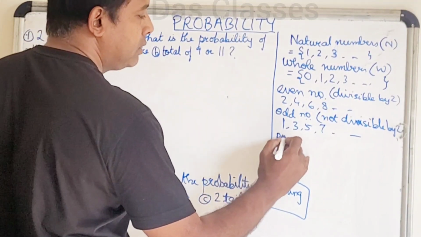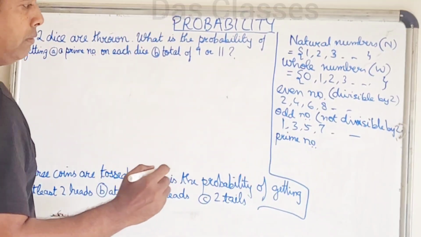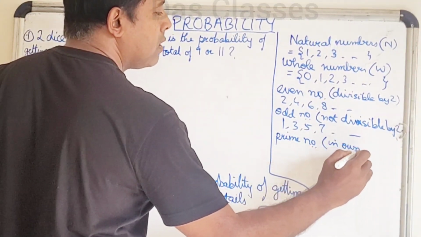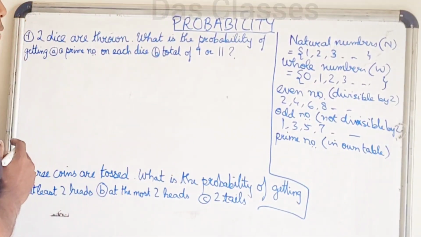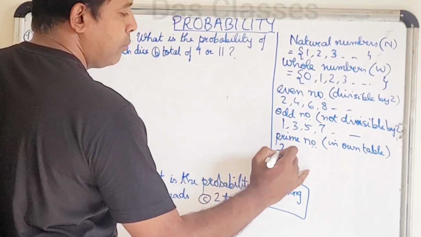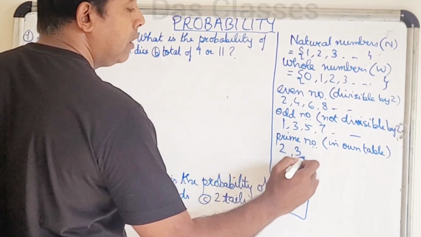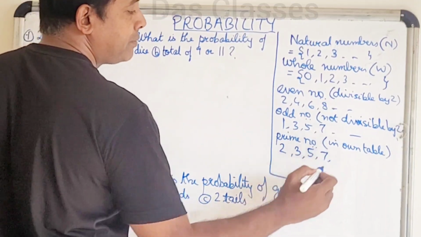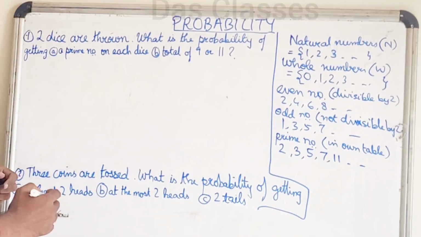Then prime numbers, which come in their own table or the 1 table. Start from 2. 2 comes in only the 2 table. 3, 5, 7, 11, and it goes on. You should know the prime numbers.